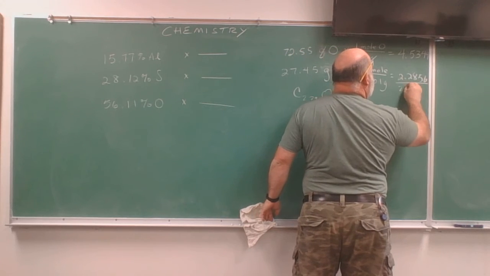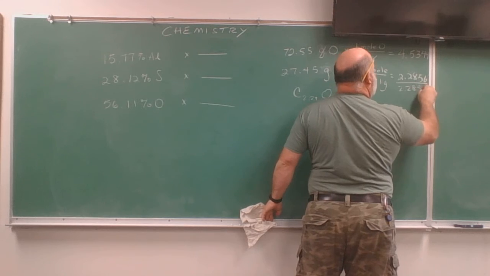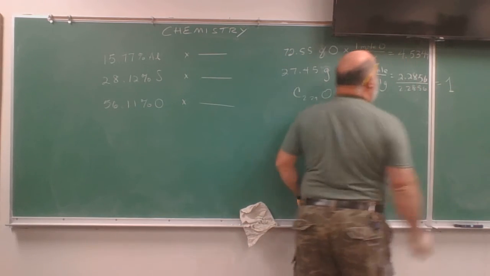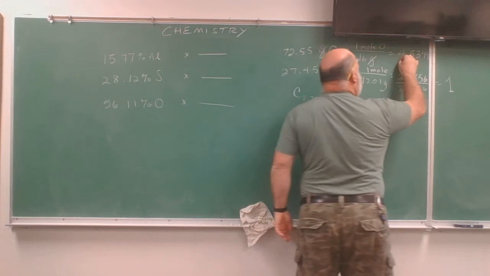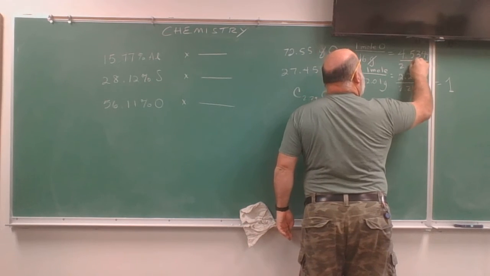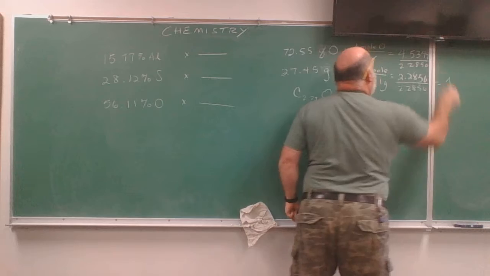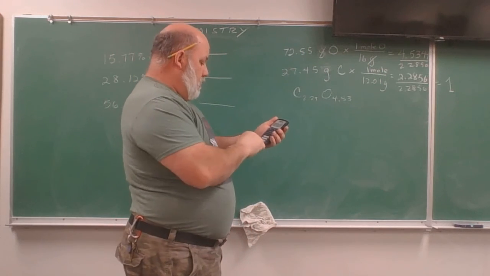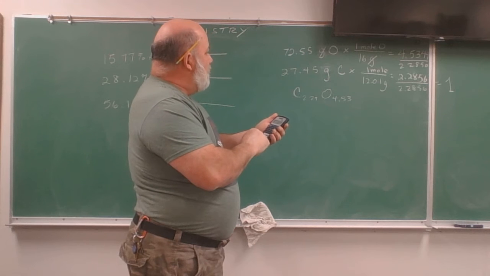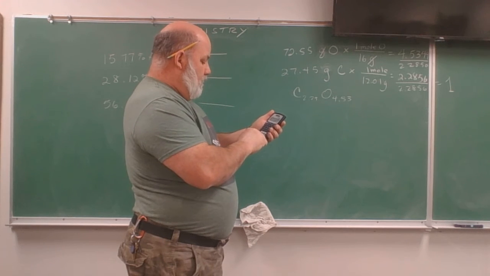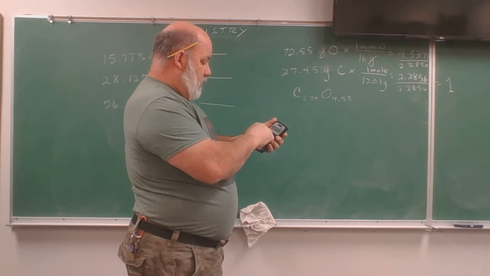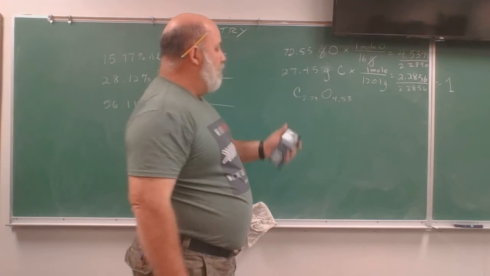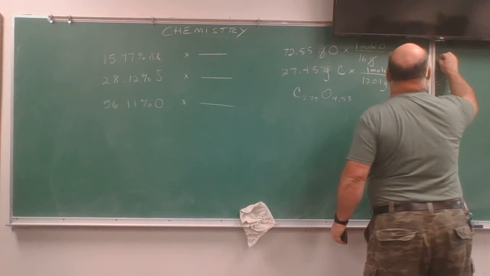When I divide 2.2856 divided by 2.2856, I will get 1. That's no problem right there. But when I do this, and I say 4.5344 divided by my answer equals, and I will get 1.983.